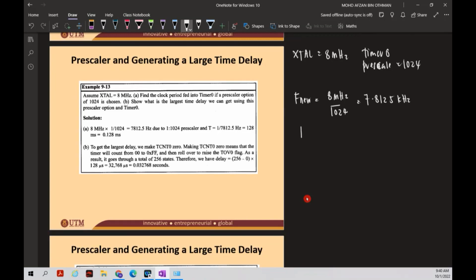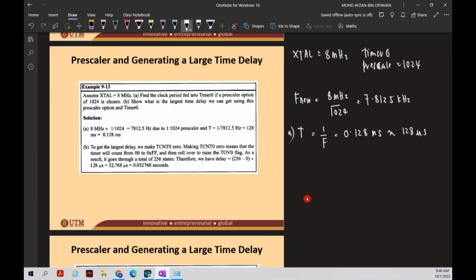Then you find your T clock. The period of your clock equals 1 over F. So this is your new F, and then you will get the value of T is 0.128 microsecond. Not microsecond, sorry, milliseconds. Or equivalent to 128 microseconds. Okay, this is A. Find the clock period.